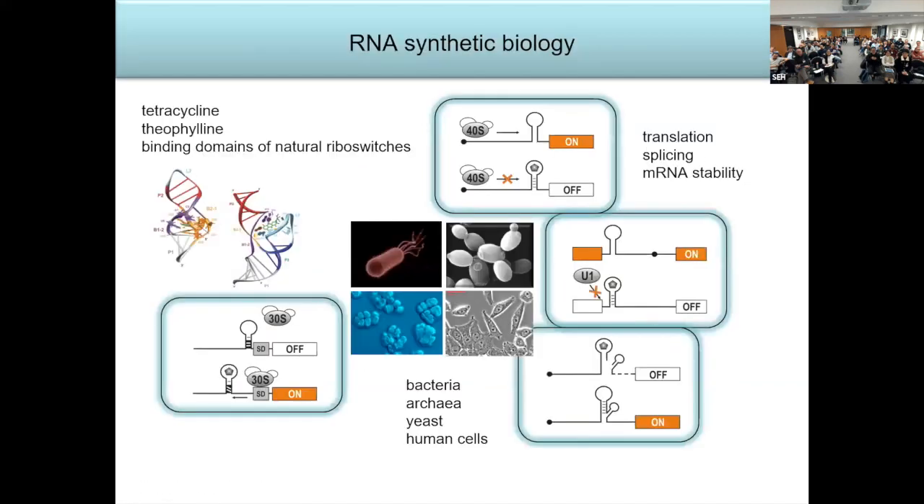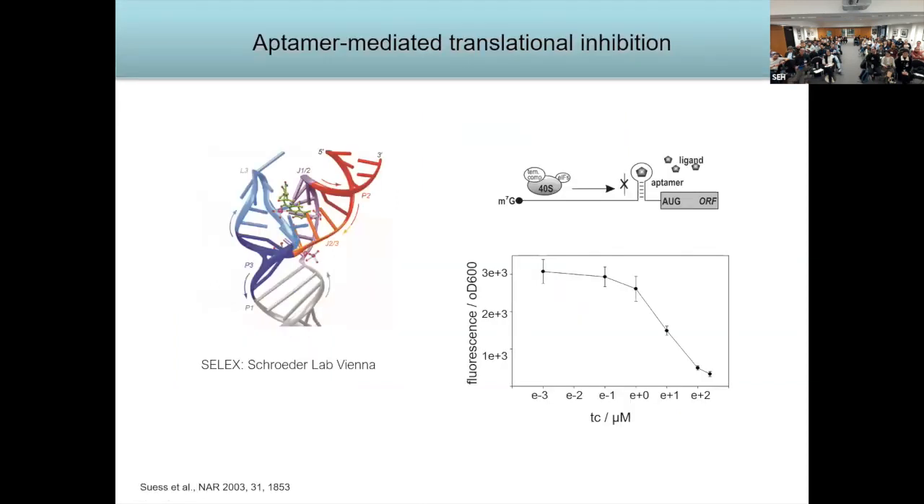Okay, this was too fast. Or you can, and this is also a possibility, use aptamers to control ribozymes. This is the whole field of aptazyme development. So there are a lot of different strategies where you can try to control gene expression on the level of RNA. And here today, I only want to give you one example.